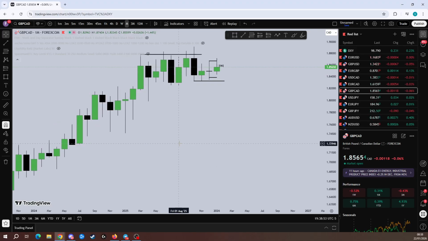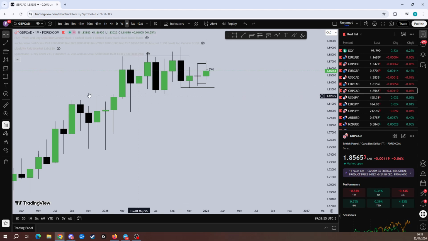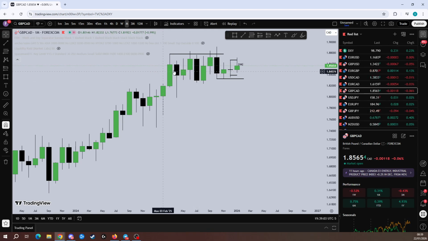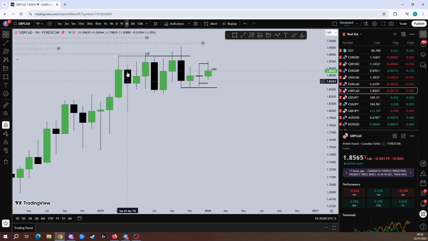Alright, so I'm gonna quickly go over this GBPCAD trade that I'm currently in. On GBPCAD right now, if you look at the higher time frames like the monthly, for example, we're kind of stuck in this range, right?